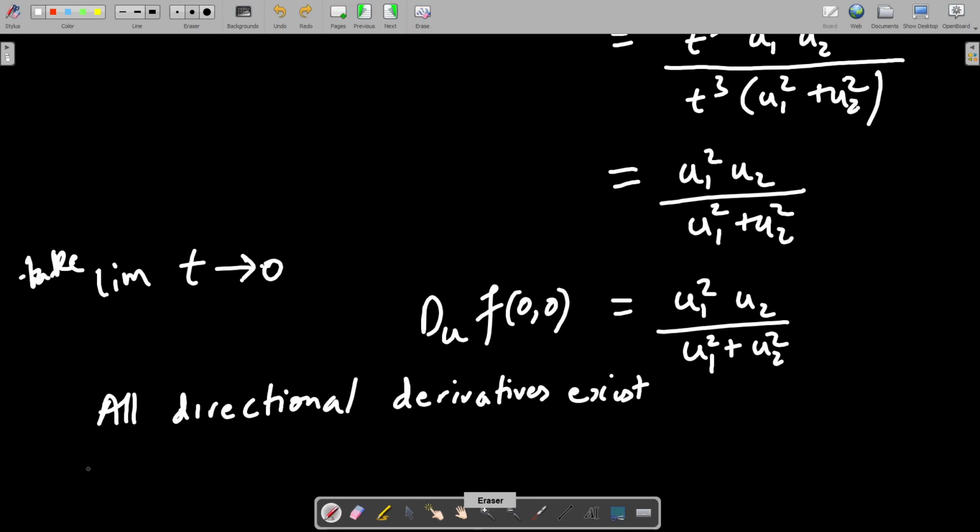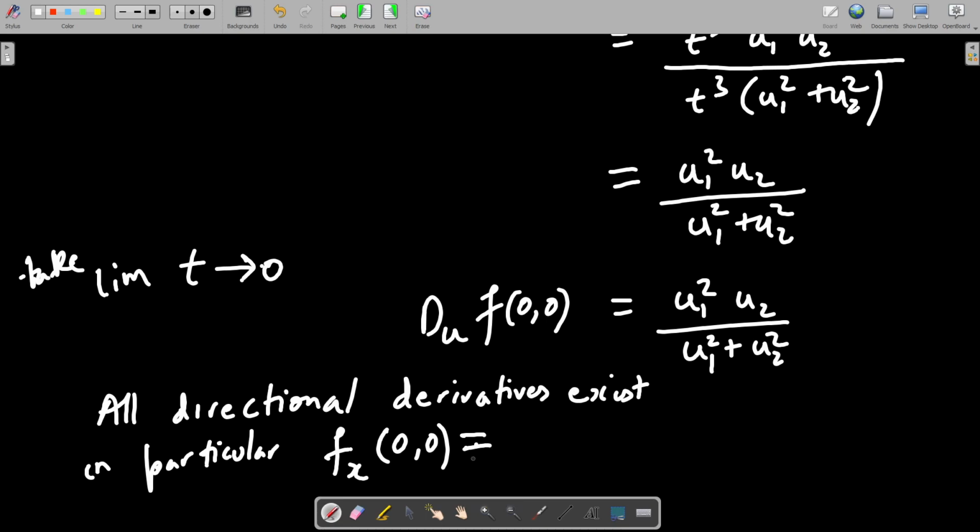In particular, the directional derivative along x, let's say the partial derivative with respect to x at (0,0), what will this be? This is nothing but D of (1,0), so you take u1 as 1 and u2 as 0, and this leaves you with 0.